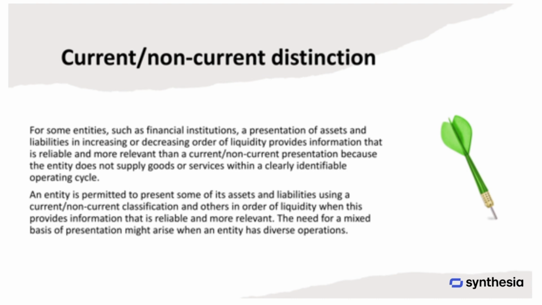Additionally, an entity may choose to combine both approaches, presenting some assets and liabilities using the current/non-current classification, while others are presented in order of liquidity, if this mixed presentation offers more relevant and reliable information. This approach is often necessary for entities with diverse operations that require different presentation methods to reflect their unique financial structures accurately.